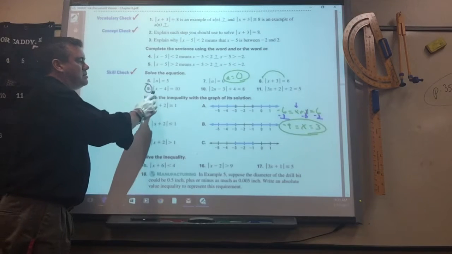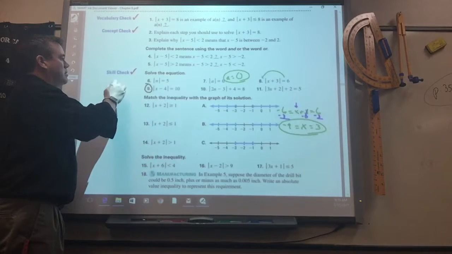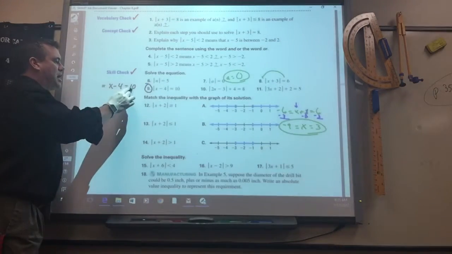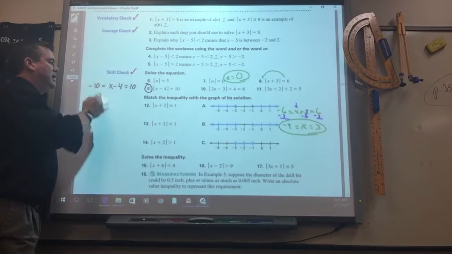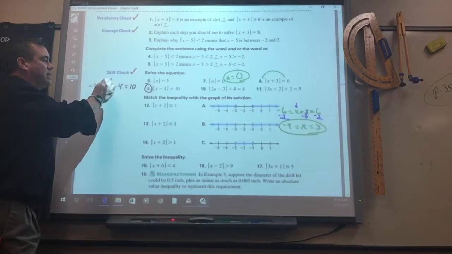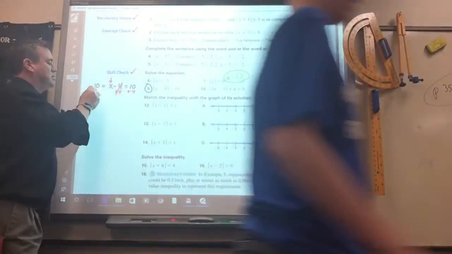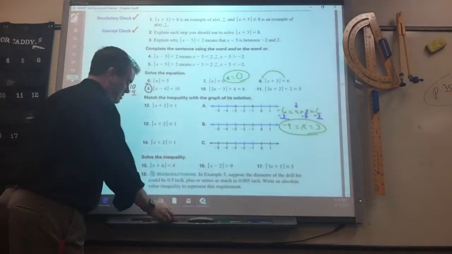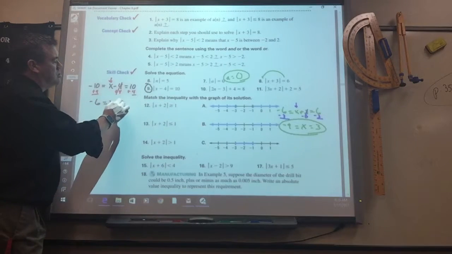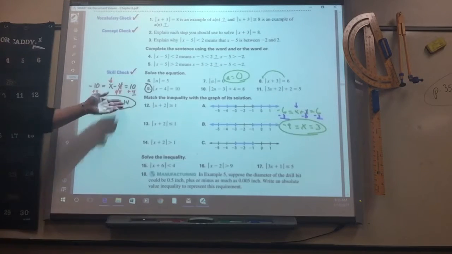For number 9, the absolute value is by itself, so you just rewrite it. Put the same sign on the other side, put the opposite number on the other side, and then get the x by itself. So all I got to do to get the x by itself is add 4, and then you do it to both sides. So we get negative 6 equals x equals 14. So the two answers are negative 6 and 14.